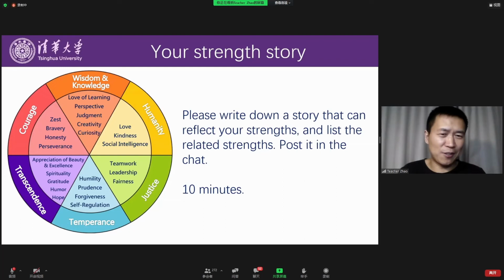We originally planned to do this strength story in class. So everyone write down a story of yours, but we ran out of time, so we're not going to do it. But I strongly recommend you do it when you get home. After this class, think about, hey, what's the story that can best reflect my strengths? What is the story that I'm most proud of? And what strengths can I see in it? And then you will realize your strengths better.